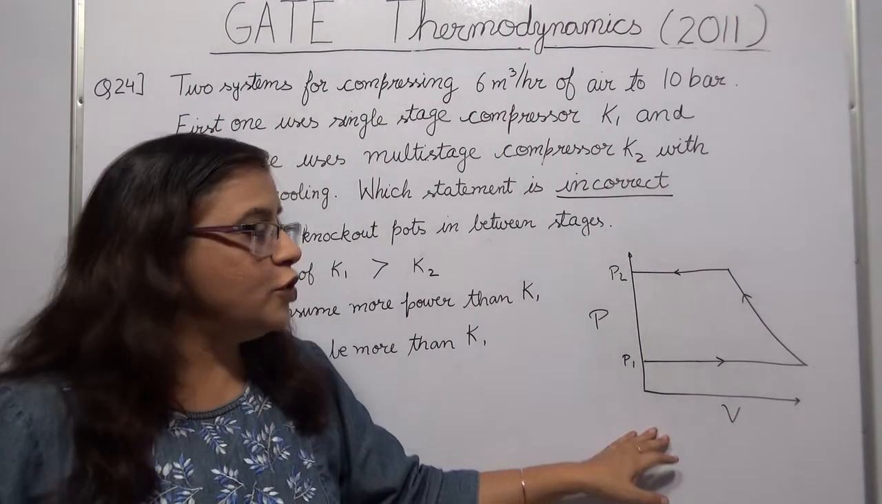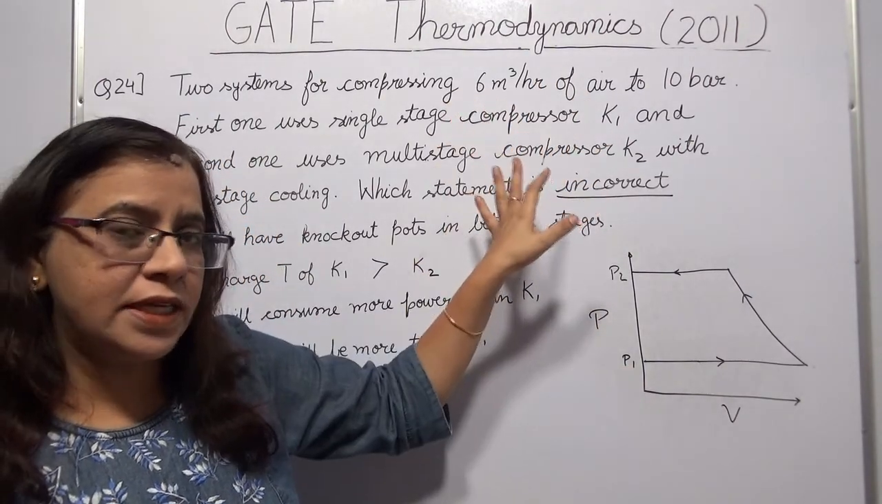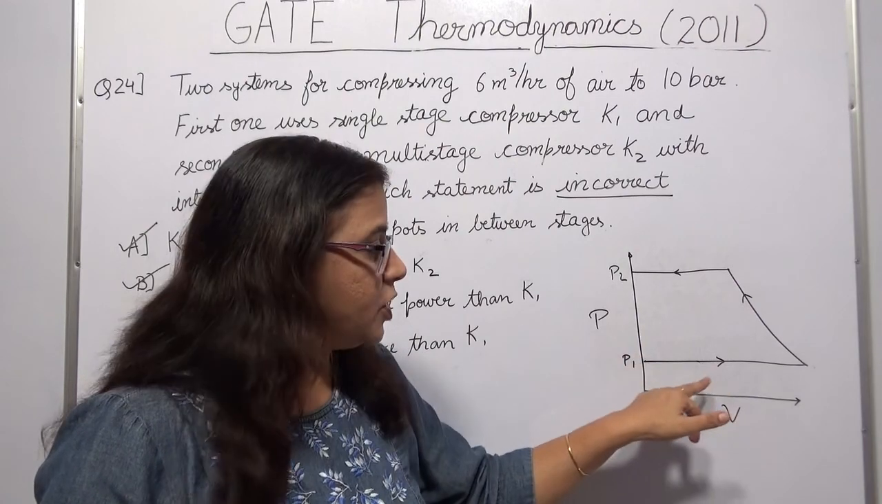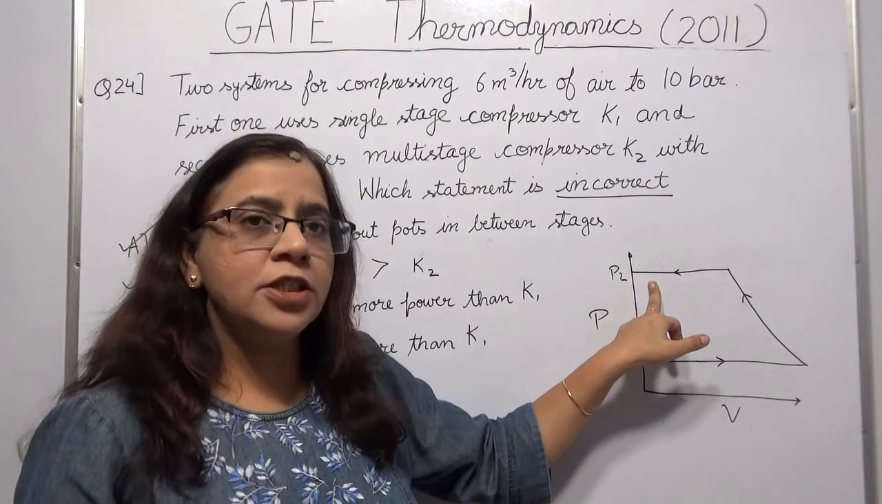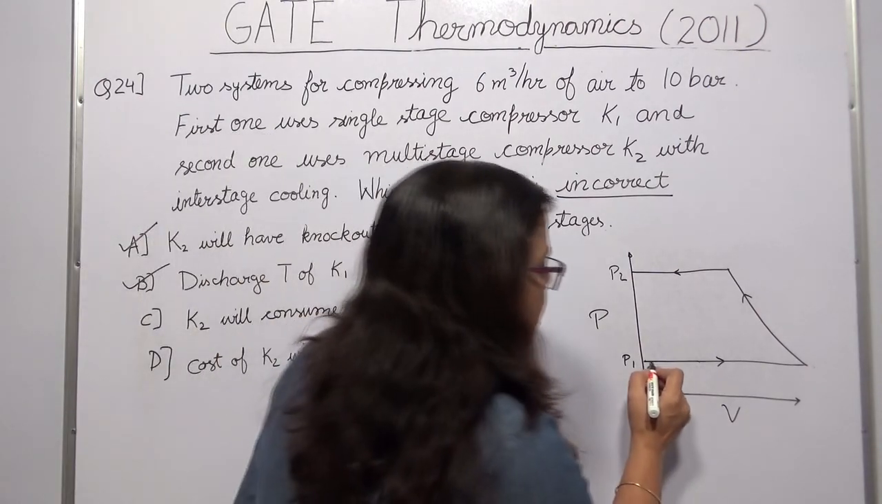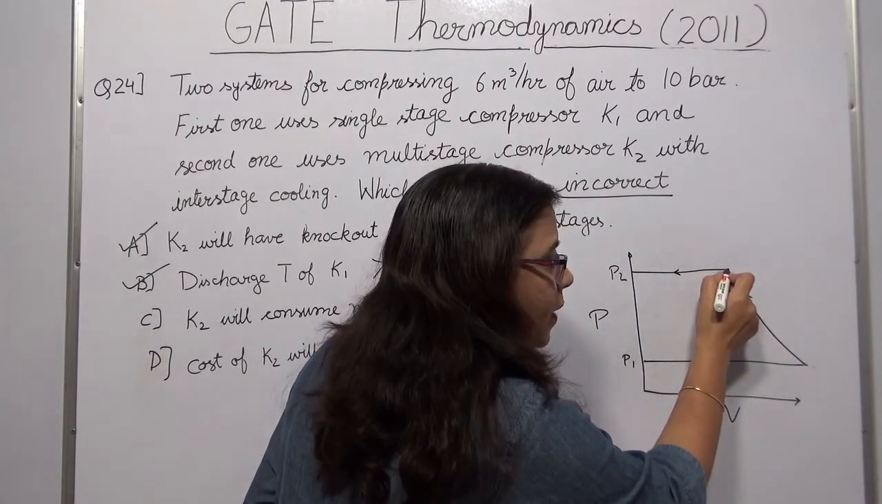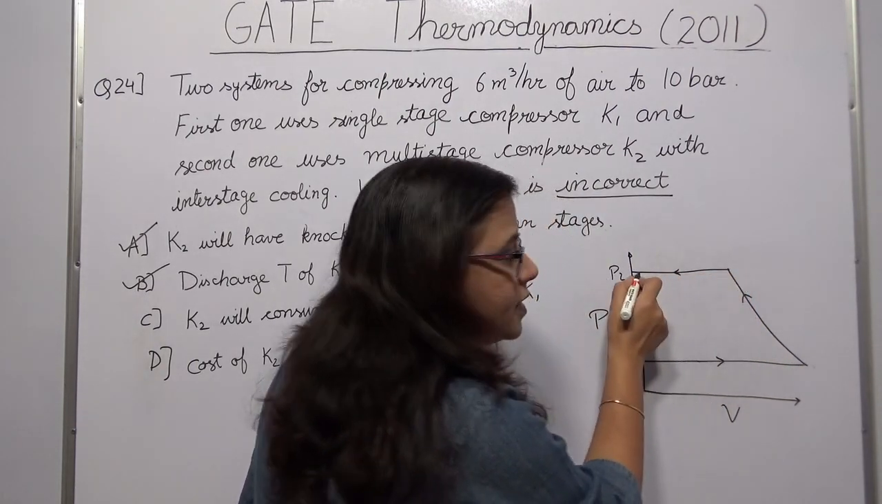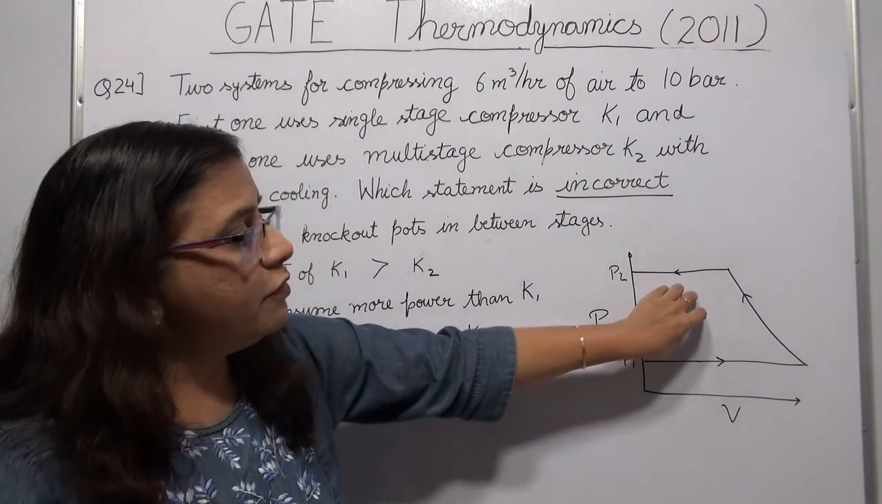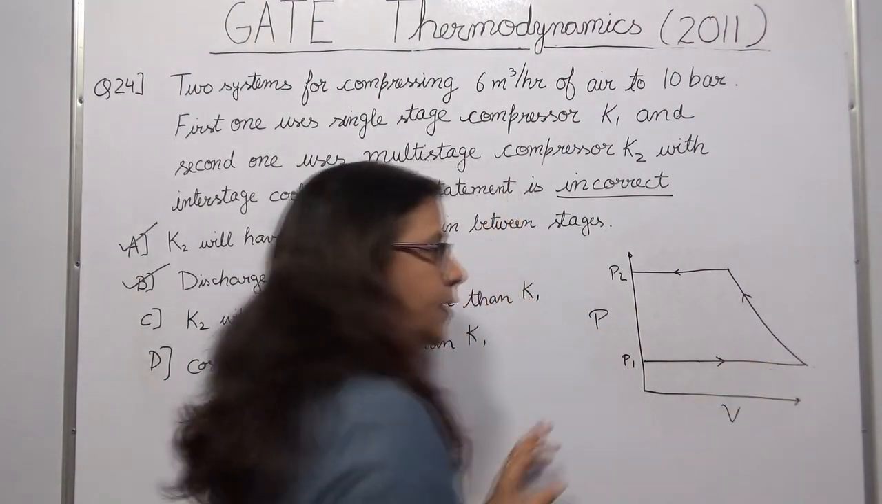Let's assume that both these compressors, single stage and multi-stage, have their suction pressure as P1 and their discharge pressure as P2. So let's say for K1, this is my suction pressure. After this, the compression takes place up to this point, and then there is discharge. So the work required for this compression will be the area under this curve.